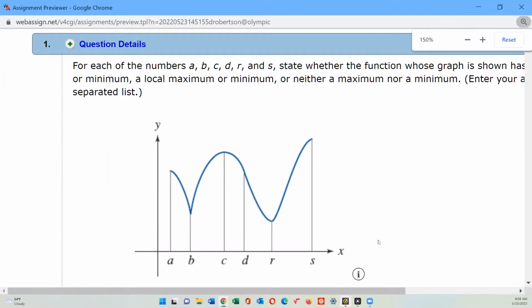S. Is it S? Now, if you look at this function again, where is the absolute minimum? And in this case, there's only one. Where is it? R. I think you said R. Did you say R?